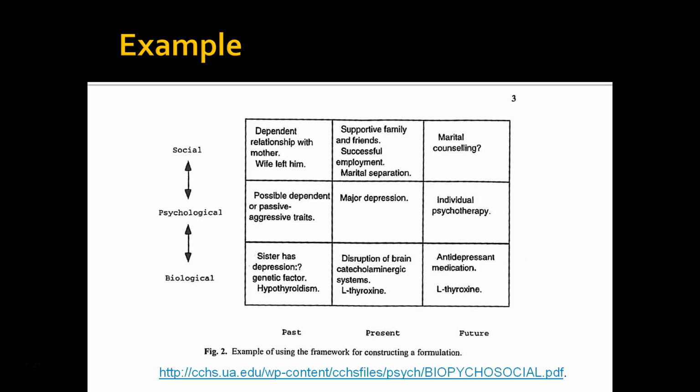Okay, so here's an example, again, using that grid that we saw earlier, again drawing from this work by Ross and colleagues. So across the social grid, what happened in the past, he had some dependence on his mother, then his wife left. Then right now he's got some supportive family and friends. He has successful employment, and he's dealing with the separation. In the future, what might be something that you can think about that would be helpful in terms of moving the person along this domain?